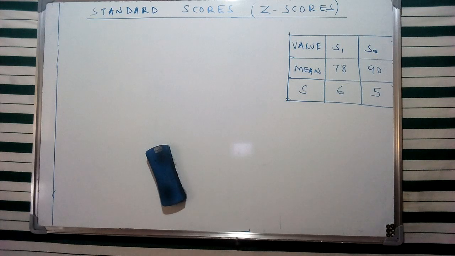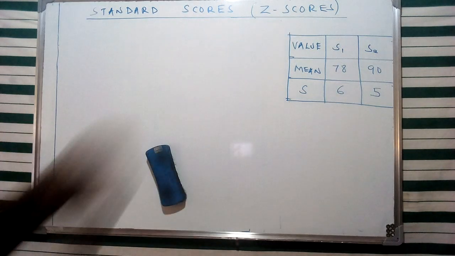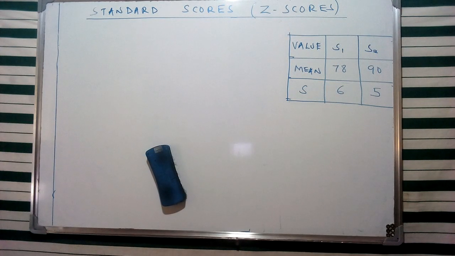In my discussion today, I'm going to look at the concept of standard scores, and these, of course, are going to be given in terms of the Z scores. Now, this is going to form part of the data analysis procedures that we're going to use in comparing two observations coming from two different groups.